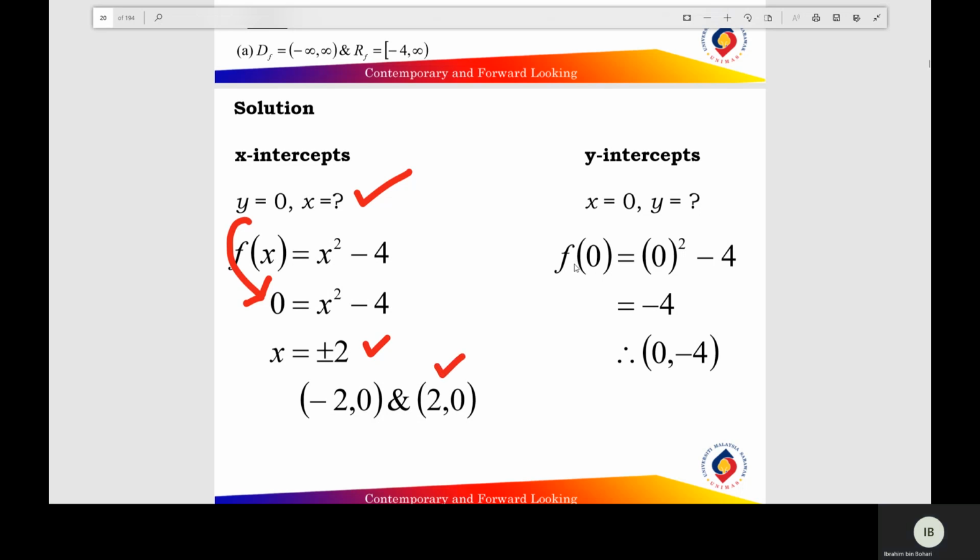And for the y-intercept of the function, x here equals 0, so you find the value of y. You substitute 0 into the quadratic function, 0 minus 4, and the intercept here is at (0, -4).